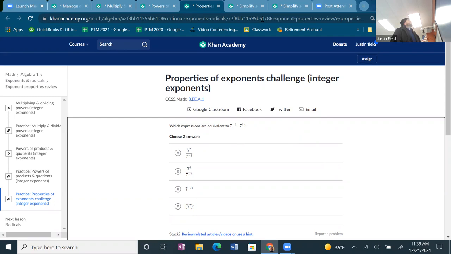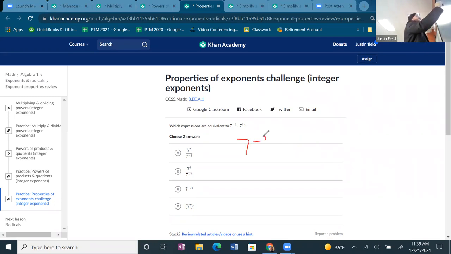Properties of exponents challenge. Are you up for the challenge? I'm up for the challenge. So 7 to the negative 2nd times 7 to the 6th. What is the challenge? We have the same bases. So what are we going to do with these exponents? Well, we're going to use the product rule. We're going to add the exponents together. And that would be 4. 7 to the 4th.